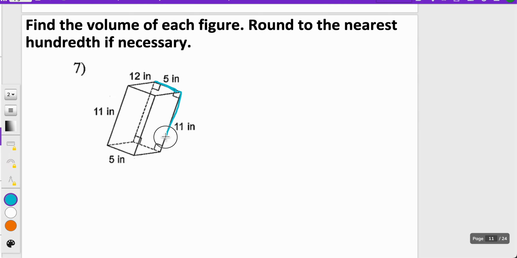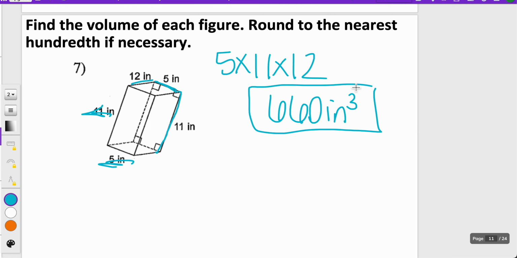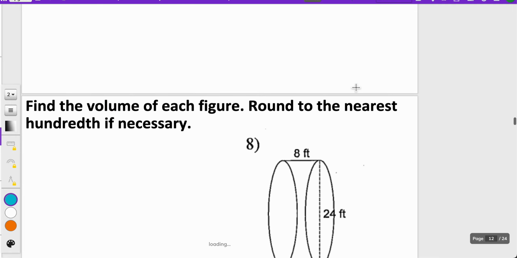So you can even say your 5 and your 11 is your length and your width, and 12 is the height. So as long as you do a mixture of 5 times 11 times 12, you should get 660 inches cubed. A lot of these questions should look familiar to you as well, because a lot of them appeared on our homework or our warm-ups in class.